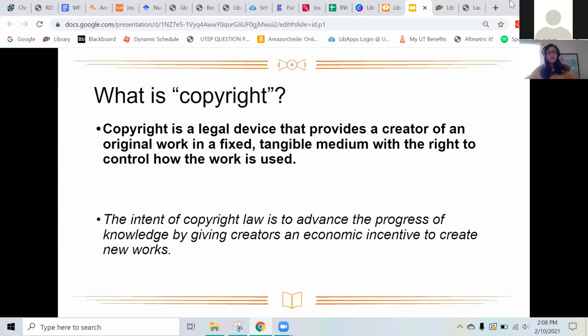So let's start off on even footing. What is copyright? Copyright is a legal device that provides the creator of an original work in a fixed and tangible medium with the right to control how the work is used. So that's the thing, it gives the creator or someone that the creator has designated the control over how the work is used. And the intent of this law is to give creators an economic incentive to create new works and new things, just to kind of drive innovation. That is the initial purpose, to create an economic incentive to drive innovation.